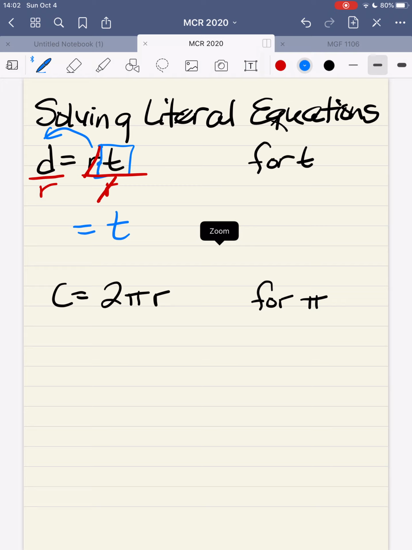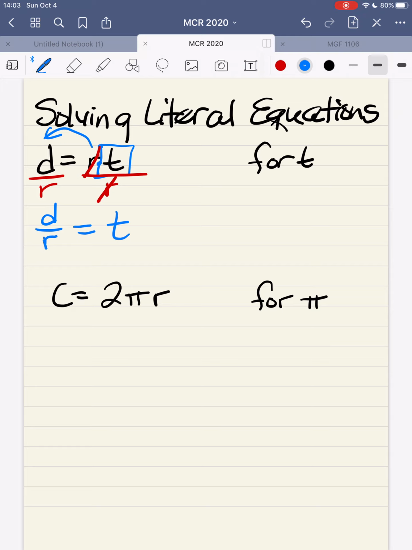Now, D divided by R, these are not numbers. These are just letters, and they're not the same. So I'm left with D divided by R. I'm done. I can't do any math with it, so I just leave it as it is. All right.